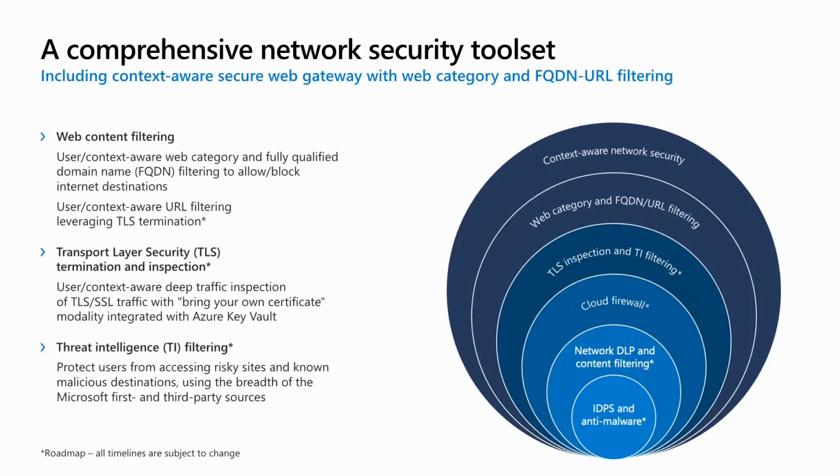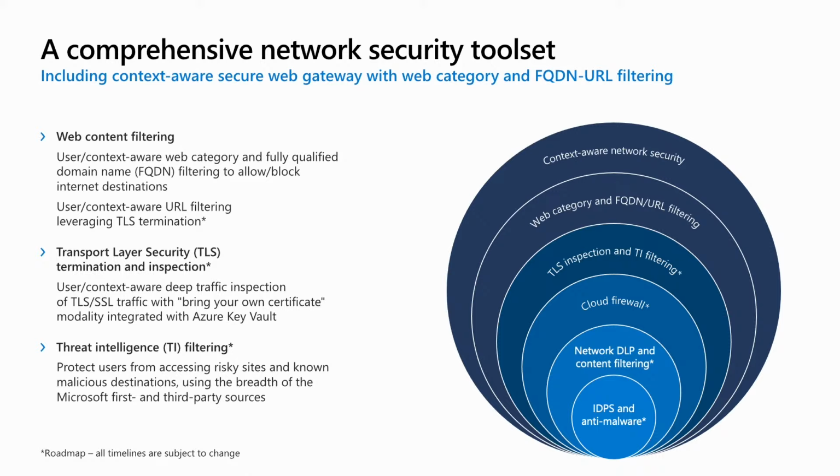Here you can see the network security capabilities we are delivering. The initial launch of our Internet Access solution is just the first step in our mission to deliver a complete network security toolset to help protect your organization. Currently, you can apply the contextual sophistication of conditional access to your secure web gateway policies like FQDN and web category filtering.